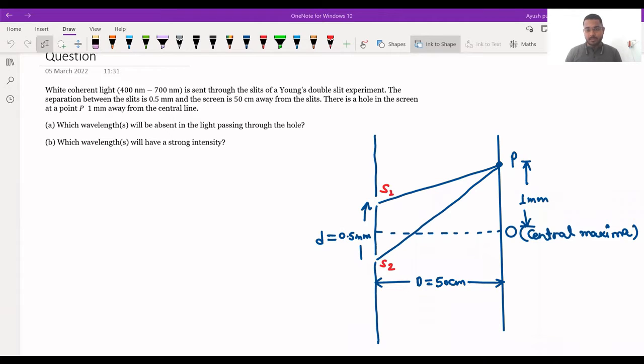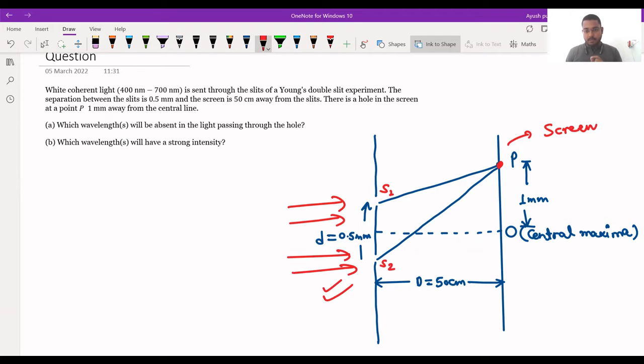So see this diagram. These are two slits S1 and S2. White light has been sent like this. And this is a point P where a hole has been created at the screen. This is the screen. The distance of slits to screen is 50 centimeters, that is given here. The separation between the slits is also given, that is 0.5 mm. And the distance of the hole from the central maximum is also given, that is 1 millimeter.